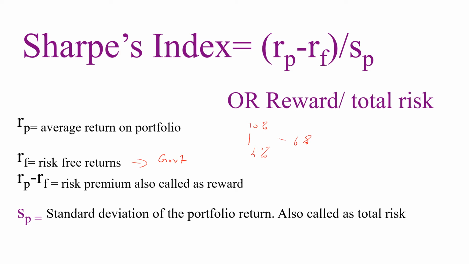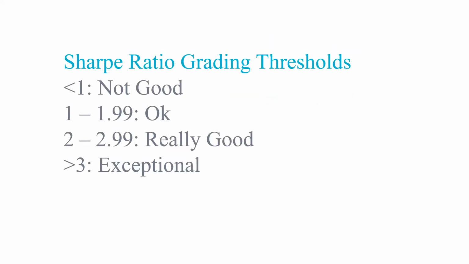So knowing the formula, you try to find out what is the answer. If it is less than 1, it is not a good performance. Actually, your portfolio has not performed very well in relation to the risk-free return. So there are different values. When it is higher than 3, then that means your investment has done really very good.